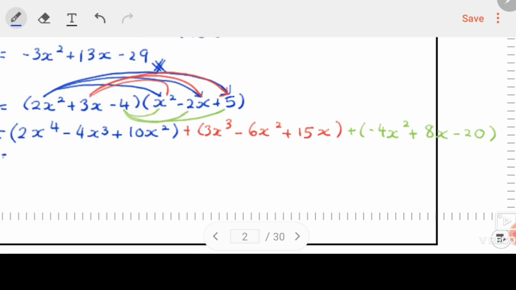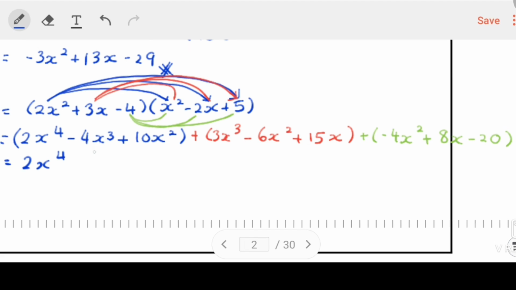Then we have to simplify the expression. So how to simplify the expression? Look for the term with the highest power of x. So as you can see in the expression, the highest power of x is x power 4. And we only have one term for x power 4. So copy that down first, 2x power 4. Next, the highest power of x is x cubed. So we combine terms with x cubed. Combine the coefficient. Negative 4 plus 3. Negative x cubed.